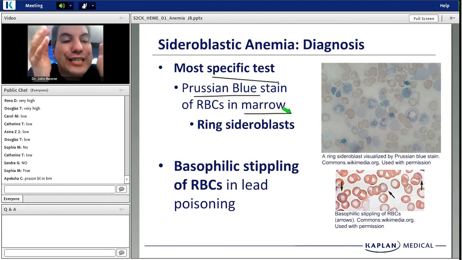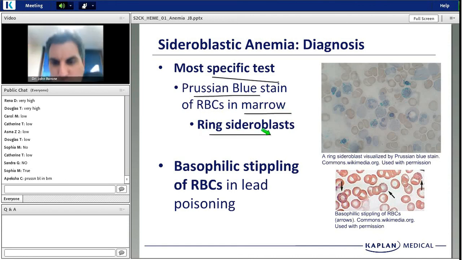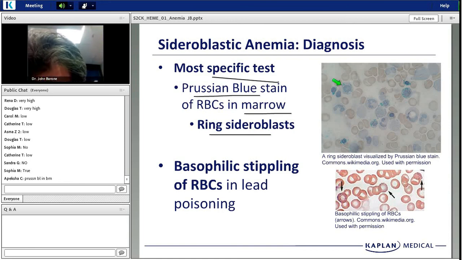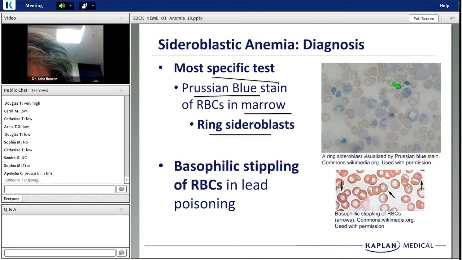Because you can't see ring sideroblasts in the blood. They're only in the marrow. That's where you make red cells. So get a bone marrow, do a Prussian blue, and you'll see ring sideroblasts. Now, I looked at this picture earlier, and I was like, geez, I can barely see them. Do you see any blue dots, like right there, some blue dots? Maybe this one's a little better. This one's pretty good. Blue dots around the nucleus, blue dots.